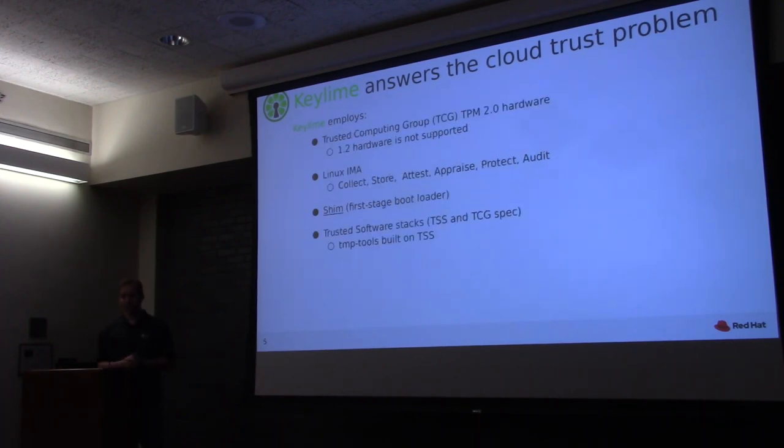So, as mentioned, Keylime uses the Trusted Computing Group's TPM hardware. We're targeting the 2.0 release. The initial C work was developed on top of the 1.2 release, but the 1.2 release and the 2.0 release are not compatible. So moving forward, we will only be supporting the TPM 2.0 specification.